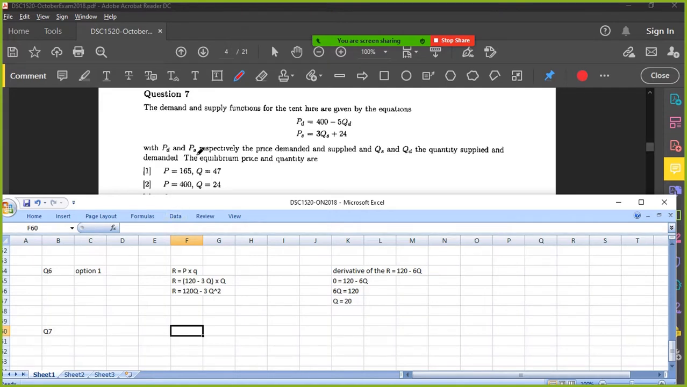Okay, 7, obviously demand and supply. So you would expect equilibrium, and that's what you've got here. They want you to find equilibrium by setting them equal to each other. So 400 minus 5Q equals 3Q plus 24. Is that correct? Double check. Yes.